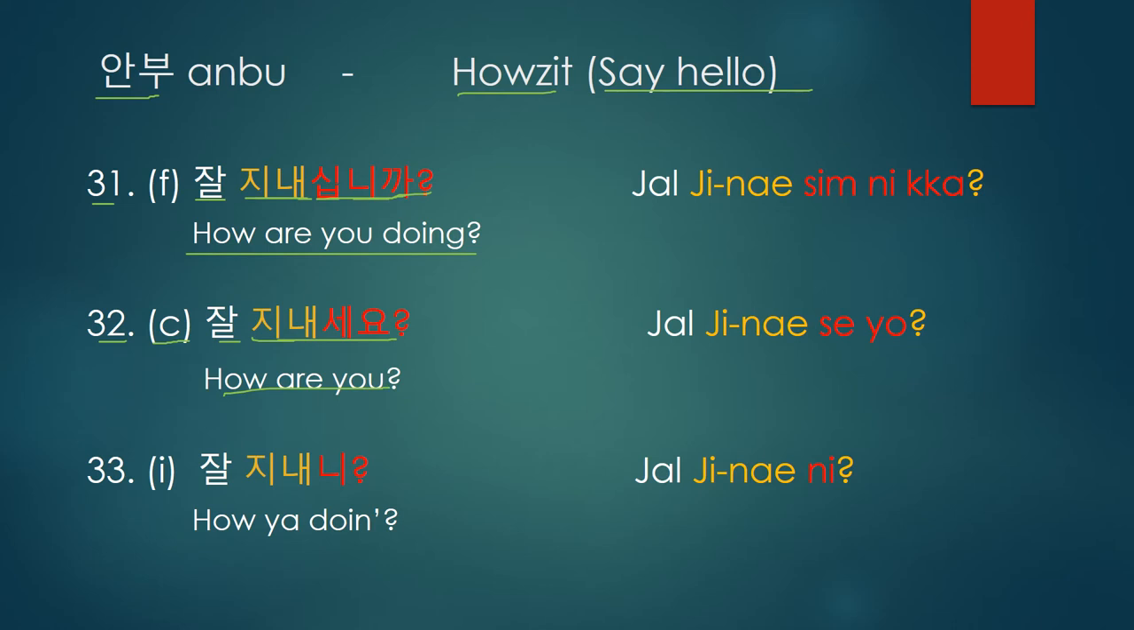Number 33, informal. 잘 지내니? How are you doing? Okay. You should use the 31 and 32 expressions to strangers or to a superior. 잘 지내십니까? Or 잘 지내세요? And then next page.